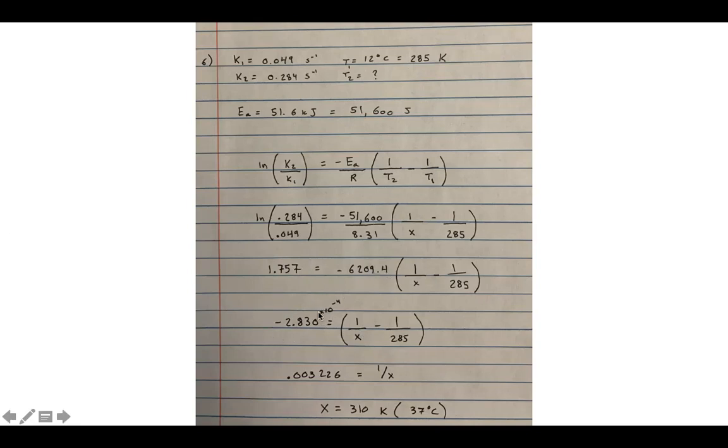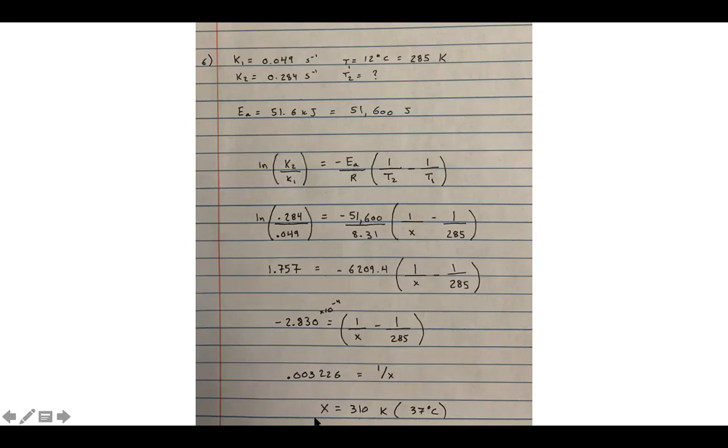I kind of didn't even see the times 10 to the negative fourth at first. That's why it almost looks like an afterthought, because it was. So it's a really small number. Then you add 1 over 285 to both sides. You get a really, really small positive number here. It's equal to 1 over x. And then you just do 1 divided by this really small number to find what x is.